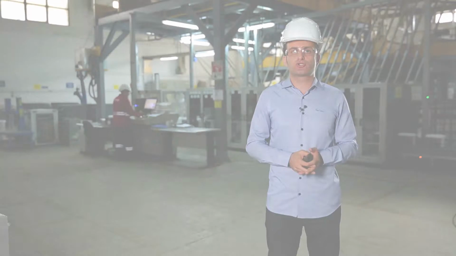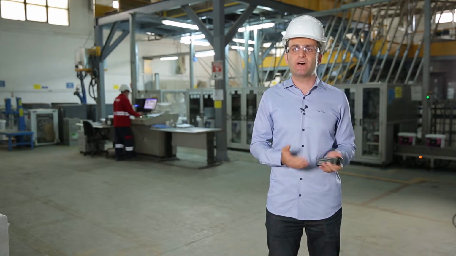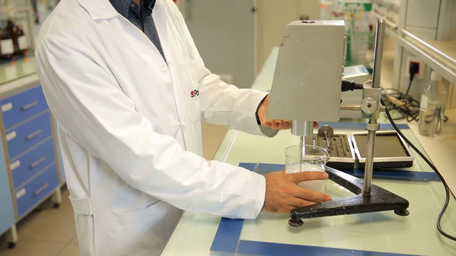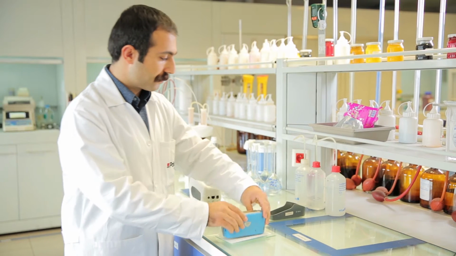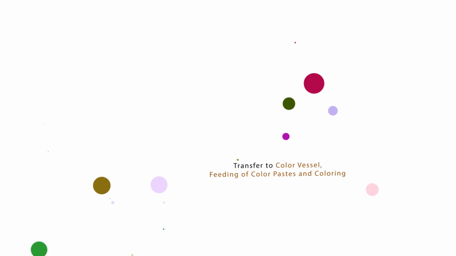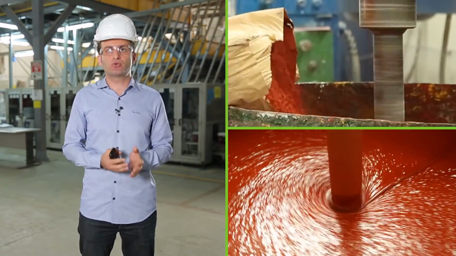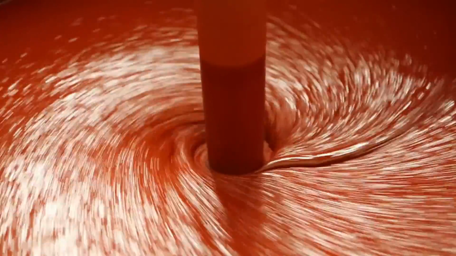Final quality control. It is subjected to another quality control process upon completion of production. As in water-based paint, the colouring process starts after performing viscosity, glossiness and surface checks. Transfer to colour vessel, feeding of colour pastes and colouring. Pastes are added also in the colouring process. Upon addition of paste, we apply a quality control process to ensure that the suitable colour is achieved.